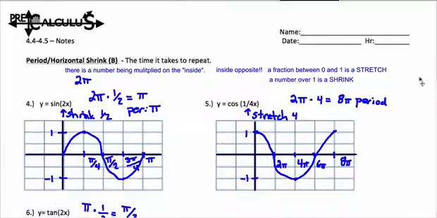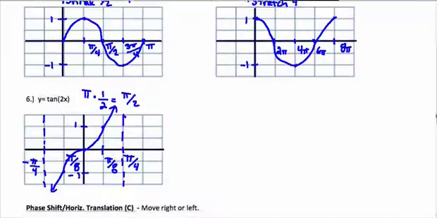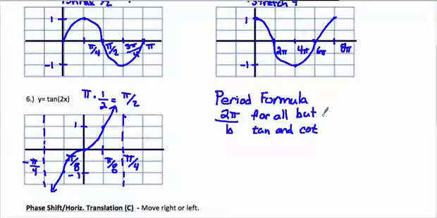So now let's go back over here. And our formula, we're going to take 2 pi and divide it by b each time. So if you can find the b value in your function, you're going to divide that into 2 pi. The formula is 2 pi over b for all but tan and cotan. And then for tan and cotan, we're going to just take pi and divide it by b. You can just use this formula to come up with your period each time.